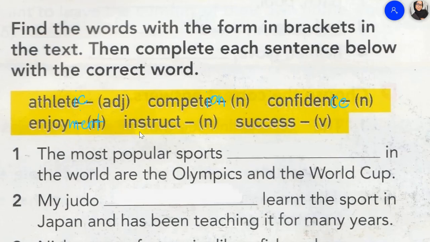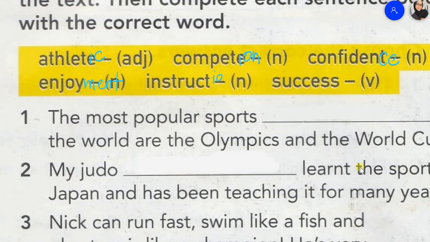The next one is instruct. Instruct is a verb. In Malay it means mengarah, memberi arahan. But when it is a noun, it becomes instruction or instructor. Dua-dua boleh. Instruction is arahan, instructor is pengajar.